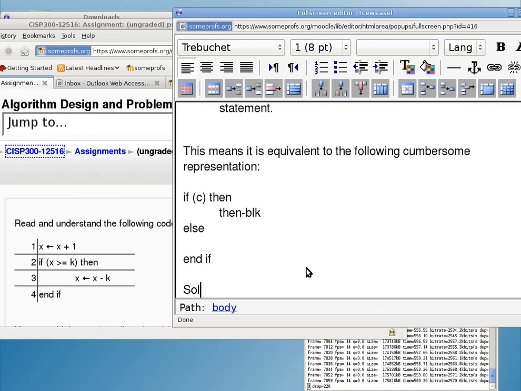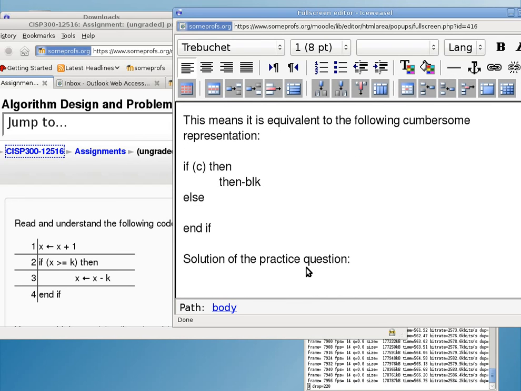Okay. So this is the solution of the practice question, which is not a graded assignment. You don't have to turn in anything, but if you have a chance to work on it, it's good. If you don't have a chance to work on it, this is how I would work out the solution. So let me just repeat the question itself.